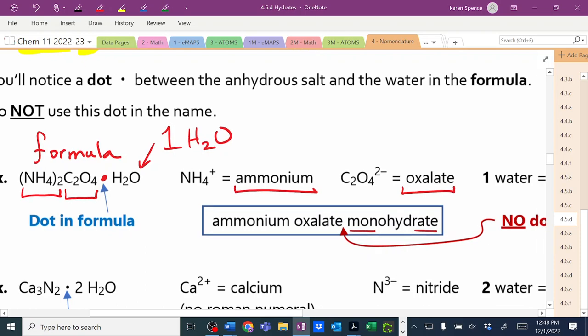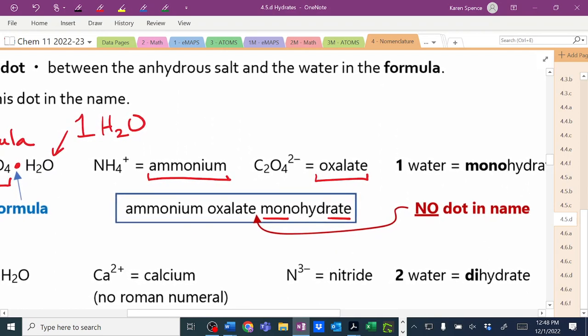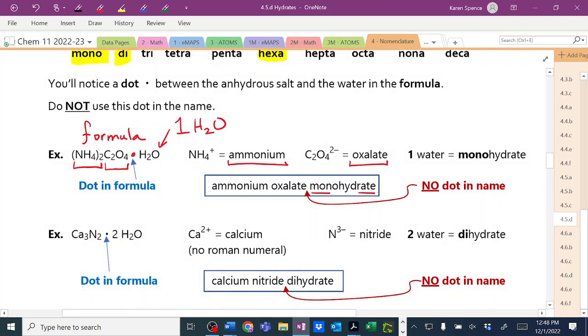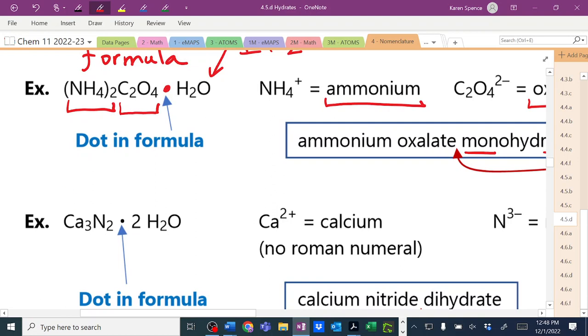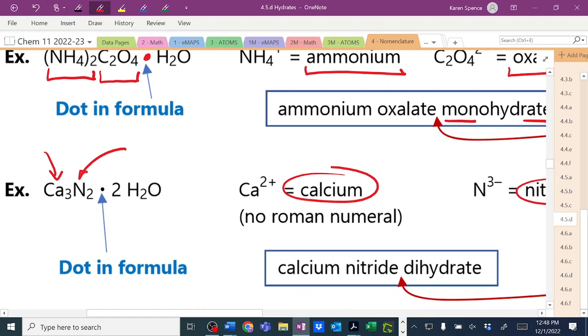But you know what there is not? There's no dot in the name. The dot is only in the formula, okay? No dot in the name, only in the formula. So again, here we go. Let's take a look at this one. Oh, look, that's calcium, so we name it calcium. It's attached to nitrogen. What do we do to the name of nitrogen? We change it to nitride. So we have calcium nitride. It's attached to 2 waters. So what do we add to the name calcium nitride? Dihydrate.